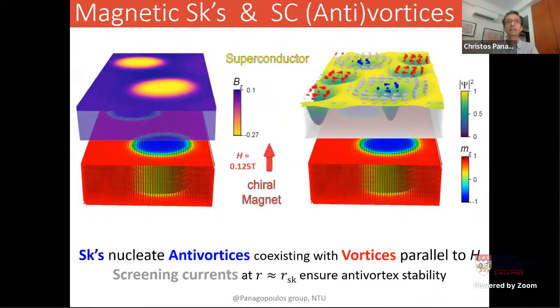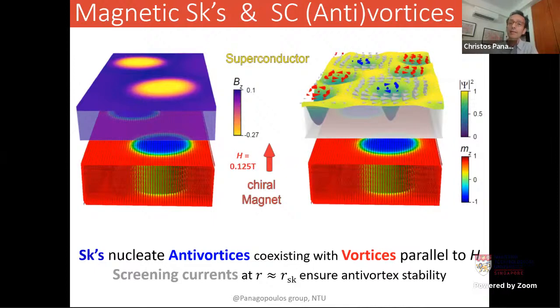Now, this slide depicts the essence of the material, namely the supercurrent and the superfluid density. The superconductor is on the top, and our magnetic multilayer is at the bottom. Skyrmions in the bottom slab, the red slab of the bilayer, can be seen to nucleate antivortices in the top slab, that is inside the superconducting layer. These antivortices, as you can see, coexist with the red vortices, which are parallel to the applied magnetic field.